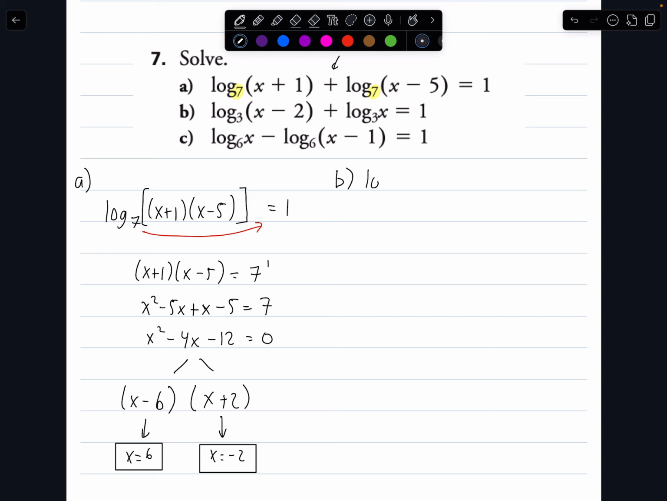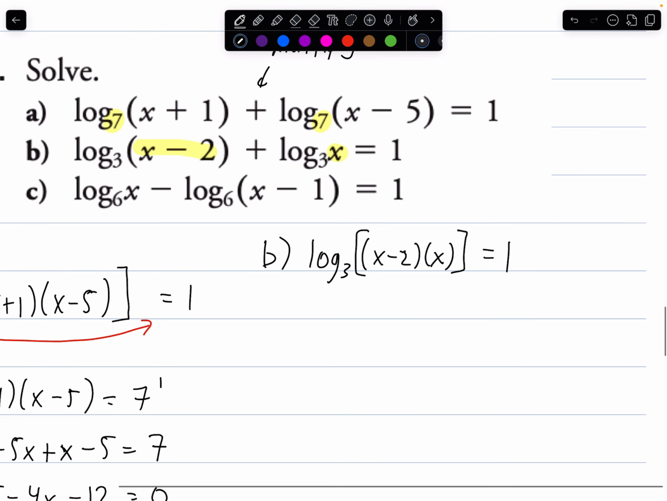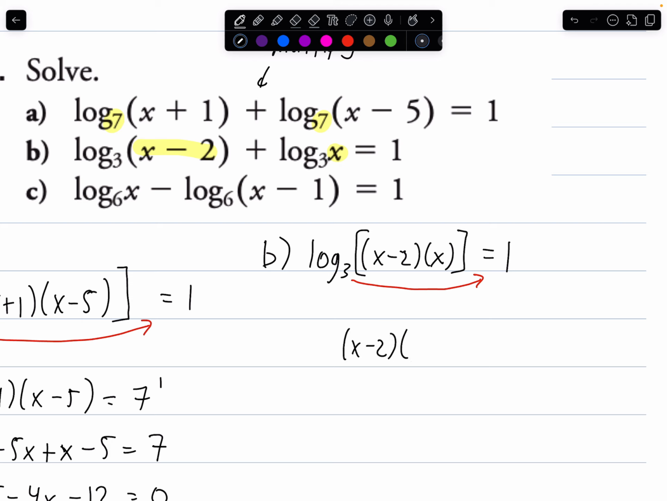Log 3, I'm going to combine this and the x. So I'll get log 3 of x minus 2 times x. And notice how I'm putting them in this big bracket, right? Because I'm trying to stay neat with my process. So over here, if I bring the 3 over to the other side, I'll end up with x minus 2 times x is equal to 3 to the 1.